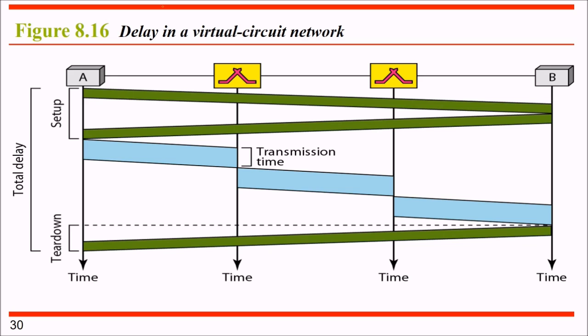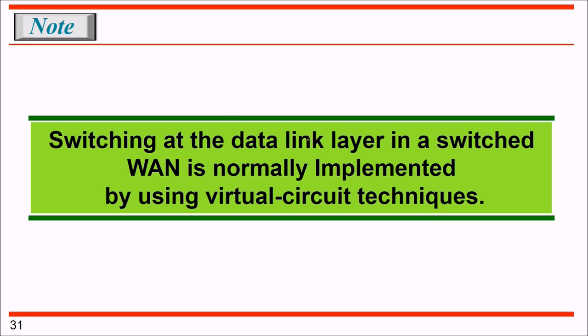So this is the delay in a virtual circuit network. This is the setup time, as we have just seen. This is for transmission, and this is for teardown, or the closing of the established sequence. Switching at the data link layer, that is layer 2, in a switched WAN, wide area network, is normally implemented by using the virtual circuit techniques.